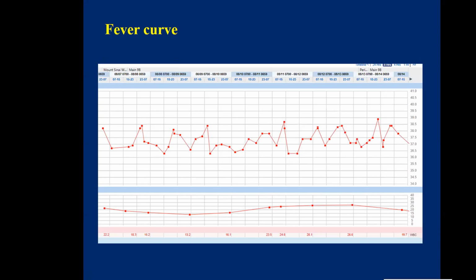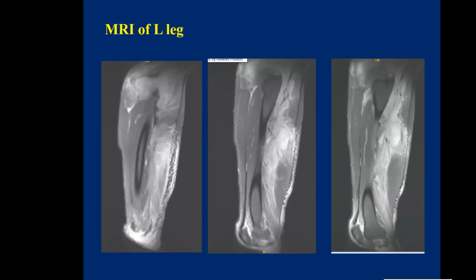He initially got imaging, a CT in the ED that didn't show any concerning findings. But because he didn't get better, he got an MRI of the leg. I'm not a radiologist, and I don't expect anyone here to be able to read it. All I know is this is the left leg and it looks abnormal. I know that this is a bone, this is a muscle, and this is something that looks bad. So he did have muscle fascia involvement on the left leg.